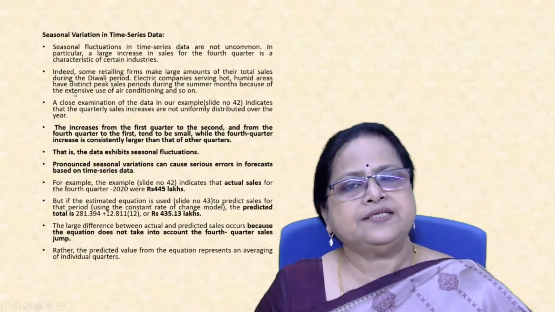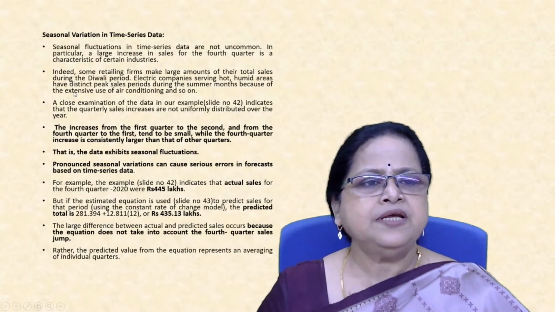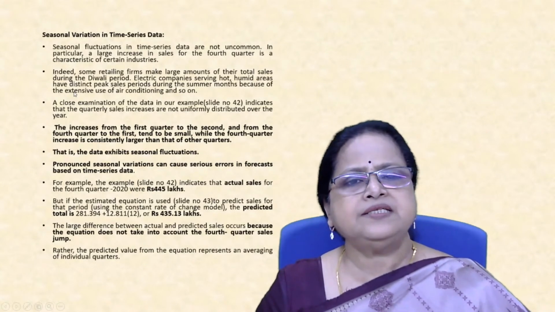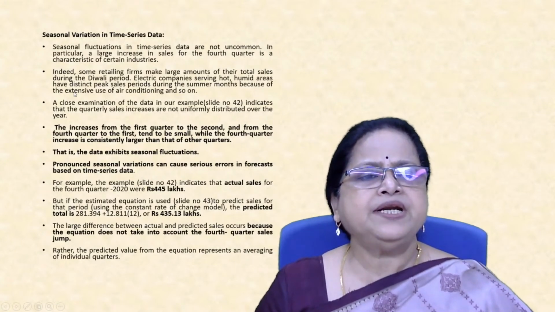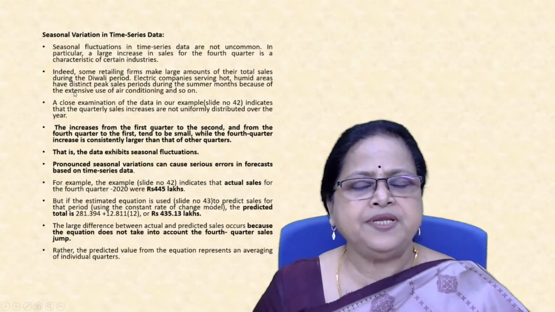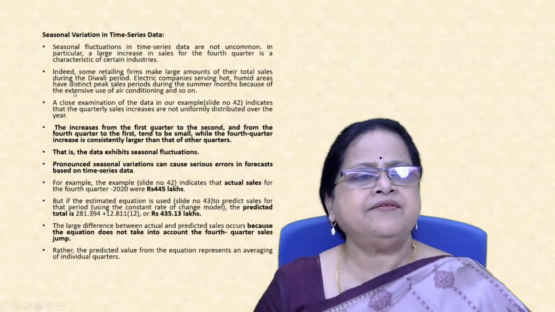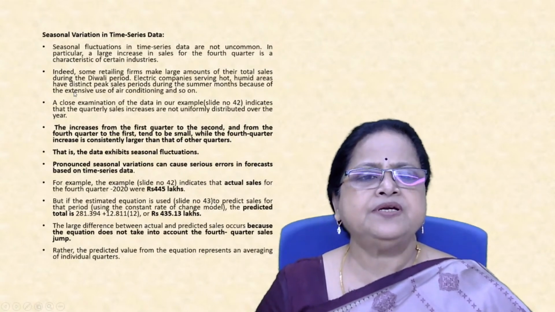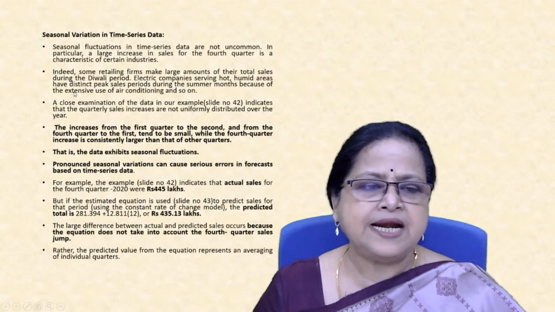Now, seasonal variation in time series data. Seasonal fluctuations in time series data are not uncommon. In particular, a large increase in sales for the fourth quarter is a characteristic of certain industries. Indeed, some retailing firms make large amounts of their total sales during the Diwali period. Electric companies serving hot, humid areas have distinct peak sales periods during the summer months because of the extensive use of air conditioning and so on.